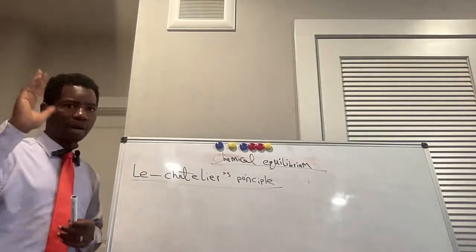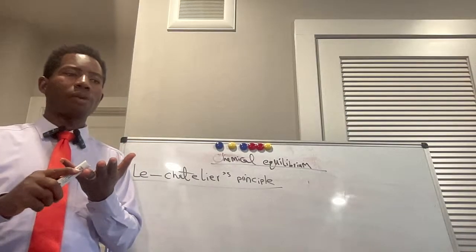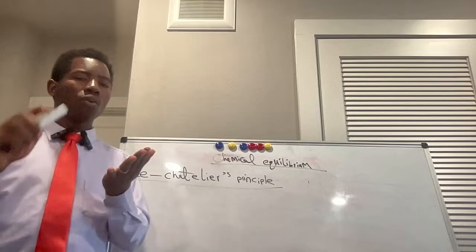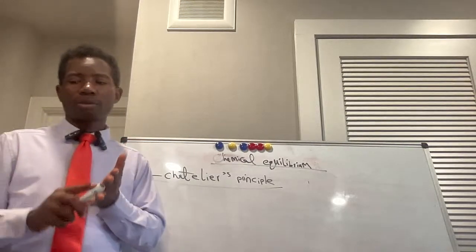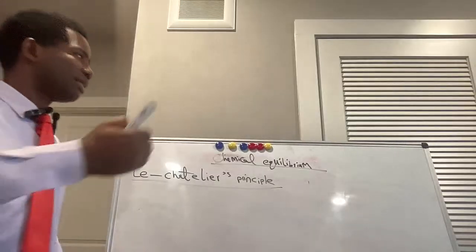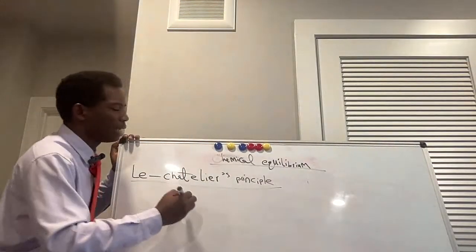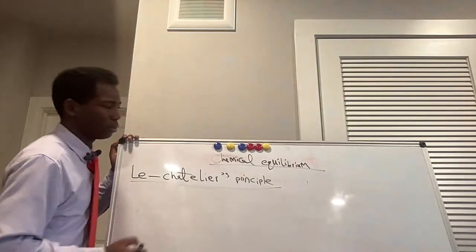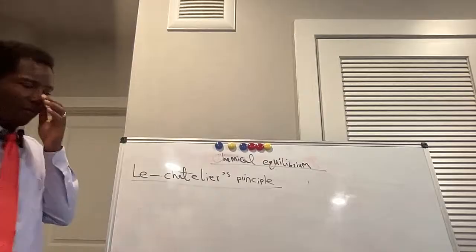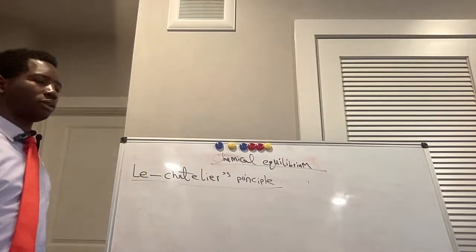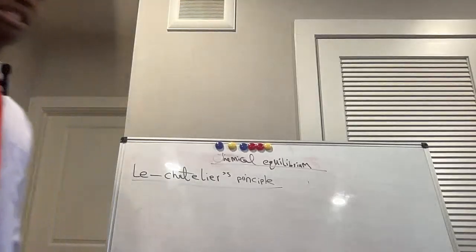We are talking about three parameters: temperature, pressure, and concentration. When the system is at equilibrium and there's a change in temperature, pressure, or gases, the system is going to adjust itself to counter the disturbance. That is what Le Chatelier is talking about.